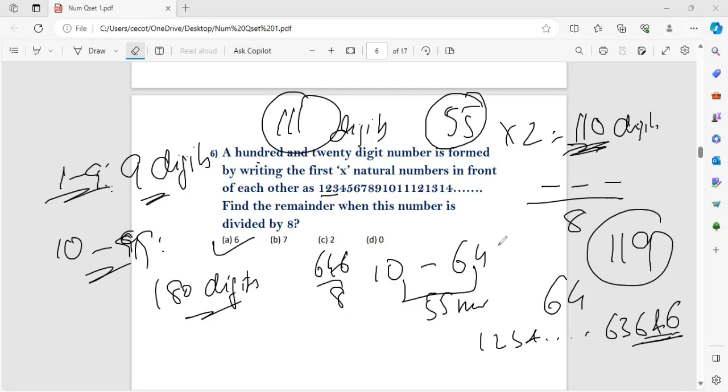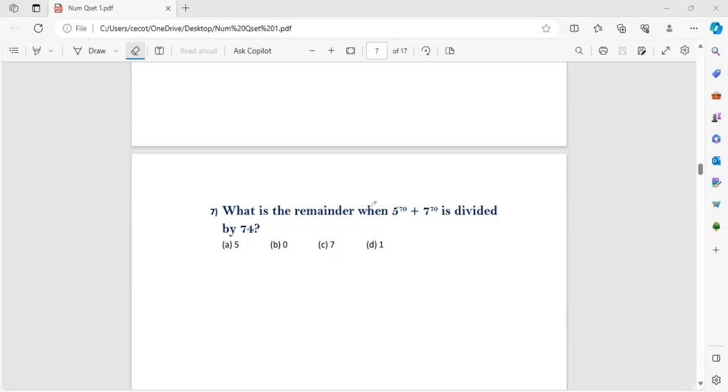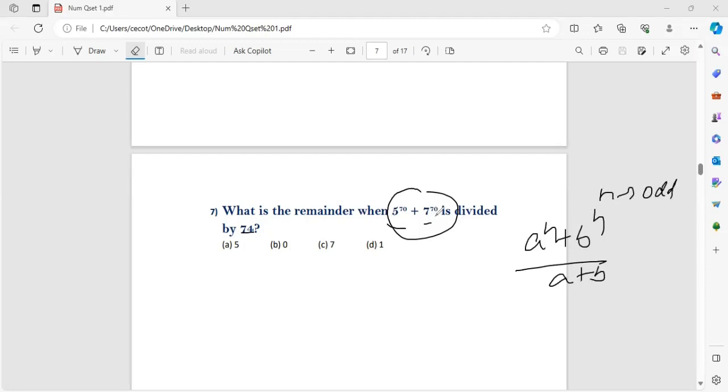Clear now? Comment. So question number 7. Again based on remainder. So you're having exponent numbers over here divided by 74. So if you observe the powers are same, so we had some remainder theorem, isn't it? a power n plus b power n is divisible by a plus b when n is odd. If you observe the power here, the power is even number, isn't it? But can we make it odd? Yes, definitely we can make it odd.